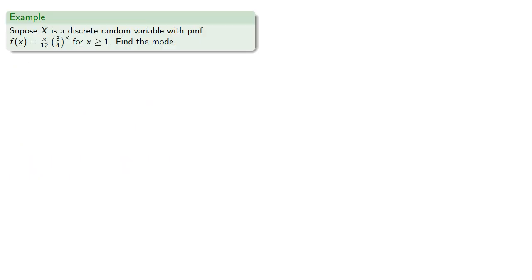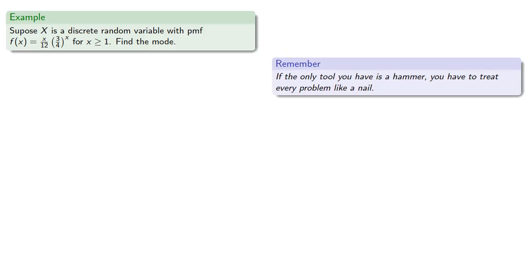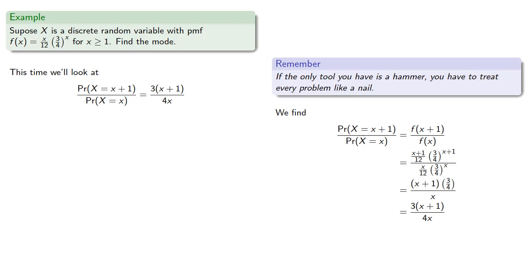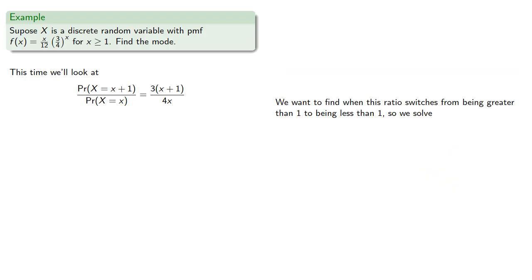So again, let's consider our problem again, and even though we've solved it, remember, if the only tool you have is a hammer, then every problem has to be treated like a nail, even if it's opening a jar of pickles. So let's look at the ratio between what we can think about as consecutive probabilities, using our probability mass function. And note that we can do a lot of simplification here, so we get we want to find when this ratio switches from being greater than 1 to being less than 1. So we'll set that ratio equal to 1 and solve.